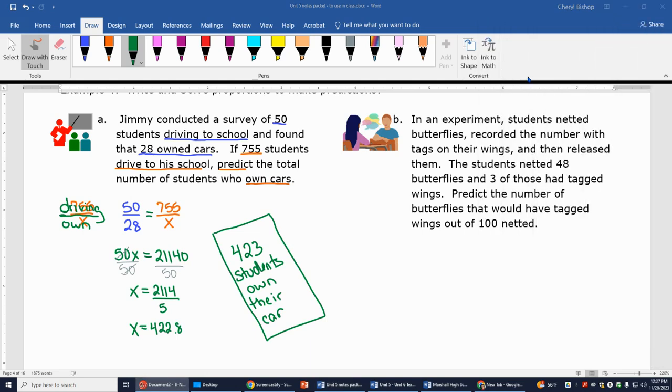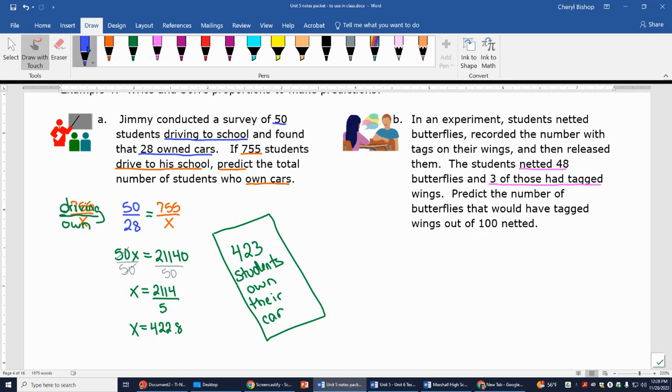Okay? All right, let's look at this next one, part B. We have students netting butterflies. That just means they're catching them in a net. They're recording the number that have tags on their wings, and then they're letting them go again. Students netted 48 butterflies. 3 of them had tagged wings. Okay, I'm going to mark that. So we netted 48. 3 of those had tags.